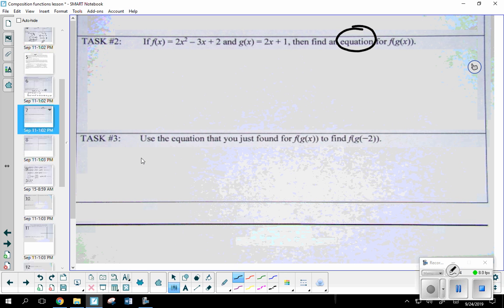Okay, we want an equation, a brand new one that's going to represent the composition. So how would I actually do this? Does anybody have an idea? Hey, what do you think, sir? You flip 2x plus 1 to every x.